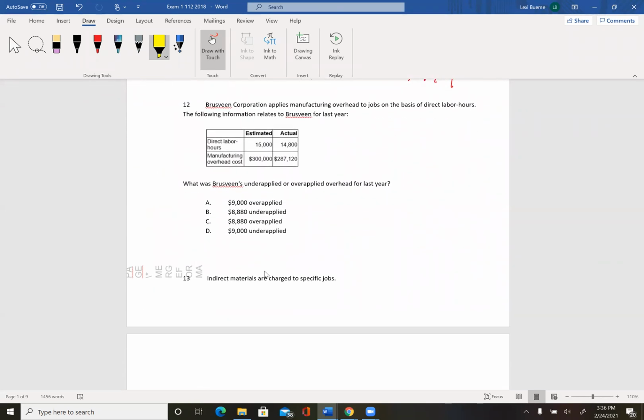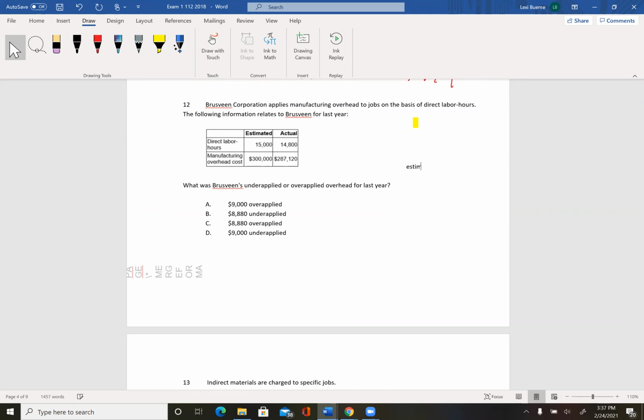For 12, this corporation applies manufacturing overhead on the basis of direct labor hours. What is underapplied or overapplied? So for this question, I'm going to type it over here so it's a little bit easier to see since it's a little bit longer. You're going to first find the estimated overhead.